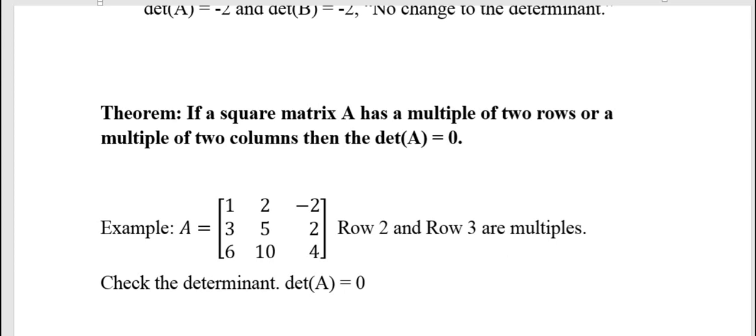Now, here's an example for matrix A. Row 2 and row 3 are multiples. Huh! Who would have seen that? Well, I see it, yeah. Row 2, multiply 2 times it, we get 6, 10, and 4. Well, there we go. So we use that theorem. Yeah, the determinant is equal to 0. We go home. Good.